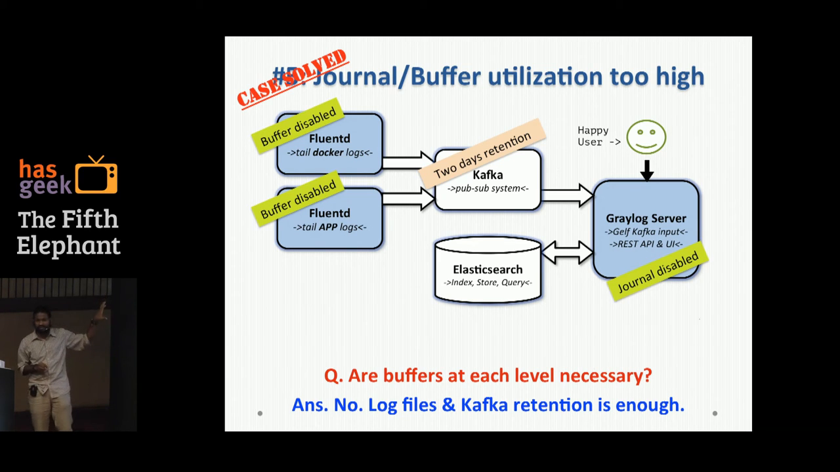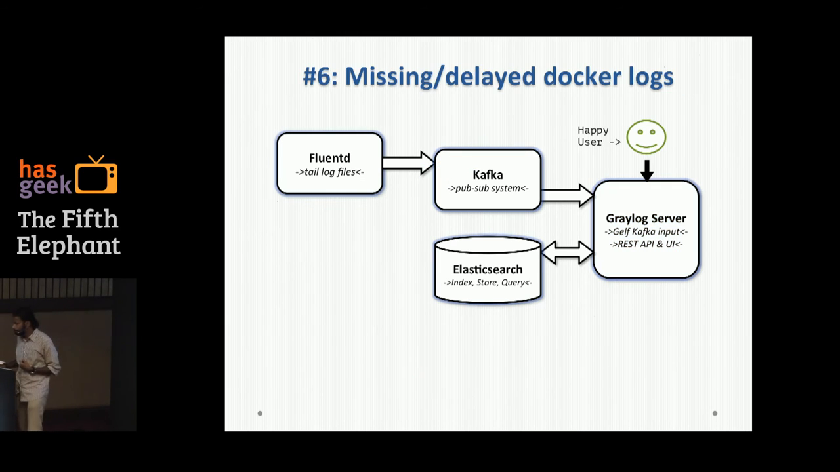The first one, Fluentd, is actually tailing the log files, so the file can act as a buffer. We have Kafka because we want it to have the storage to store the data for two days, so it acts as a buffer. At Graylog, we can throttle the input to match the output, so a buffer is not necessary there; it can always replay the messages from Kafka. It is not needed.